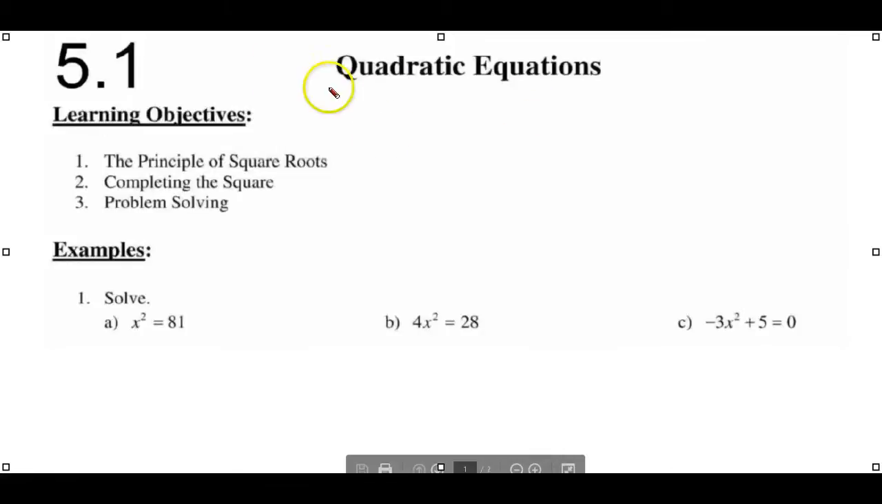Now, as we move into Module 5, we're going to be dealing with the quadratic equation and some other ways other than factoring to solve. One of them will be the principle of square roots, another completing the square, and we'll have some problem solving. So, with that in mind, let's get started.